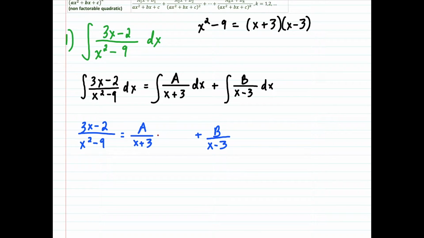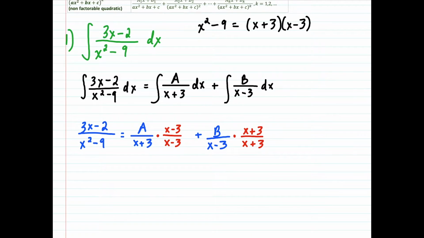To solve for a and b, we need to make these last two fractions here have matching denominators with 3x minus 2 over x squared minus 9. So to have these denominators all match, we're going to multiply this fraction by x minus 3 over x minus 3, because if we were to multiply x plus 3 times x minus 3, it would equal x squared minus 9. And then this last fraction here, we'd have to multiply by x plus 3, and then this last fraction would have a denominator that matches the other two now.